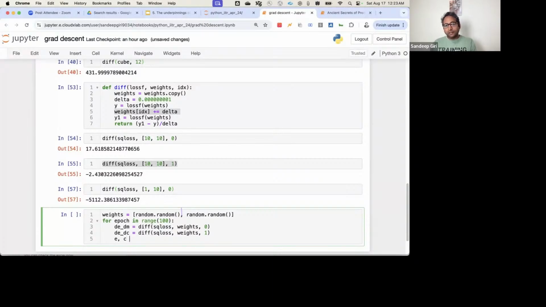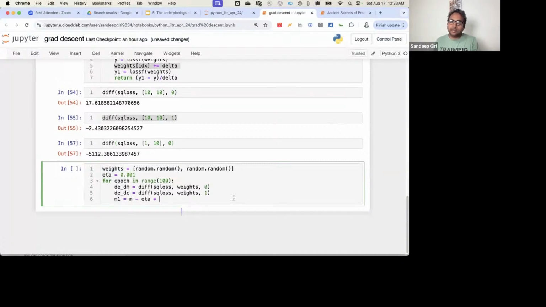Okay, new slope is equal to old slope minus eta. Eta, let's just keep it here. Eta equals 0.001. Okay, we will experiment on this.